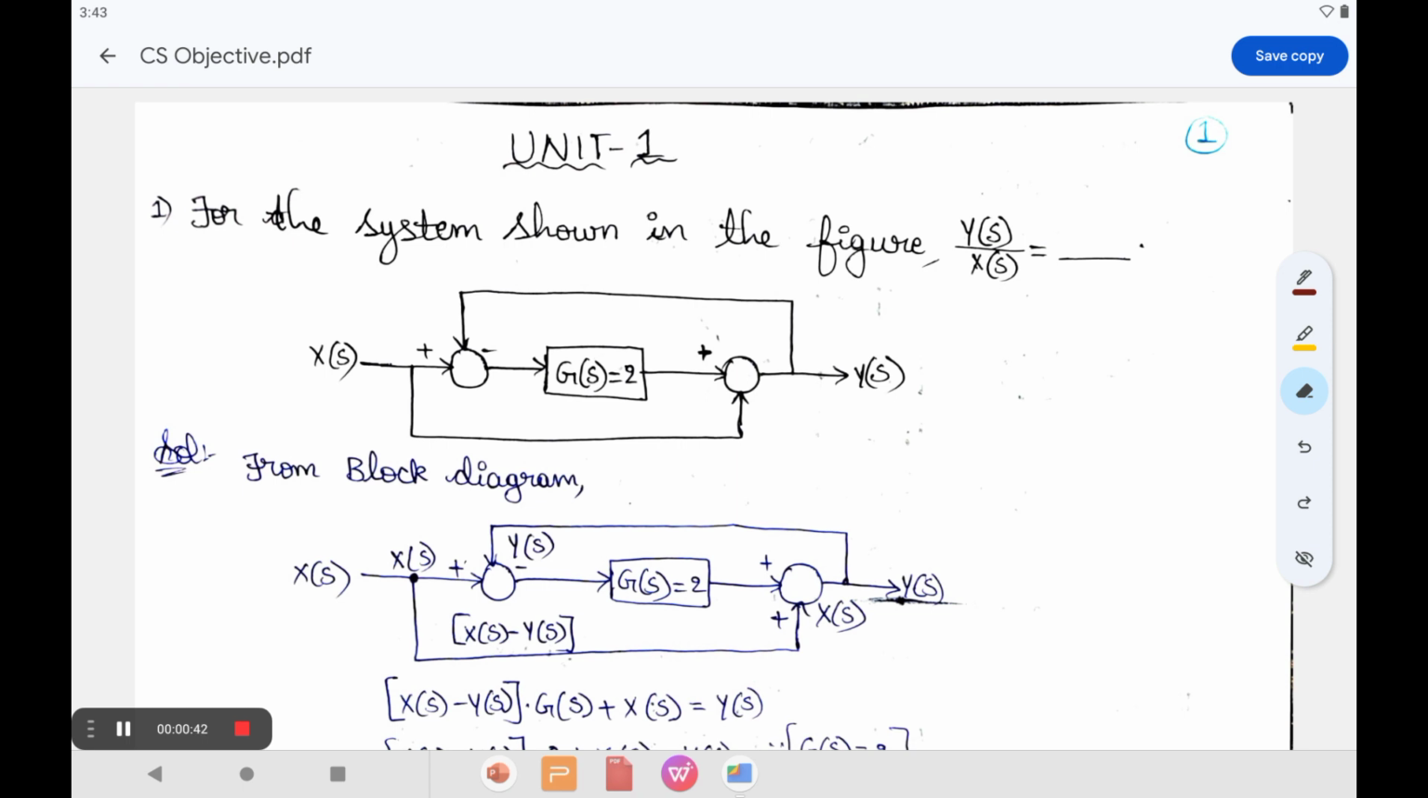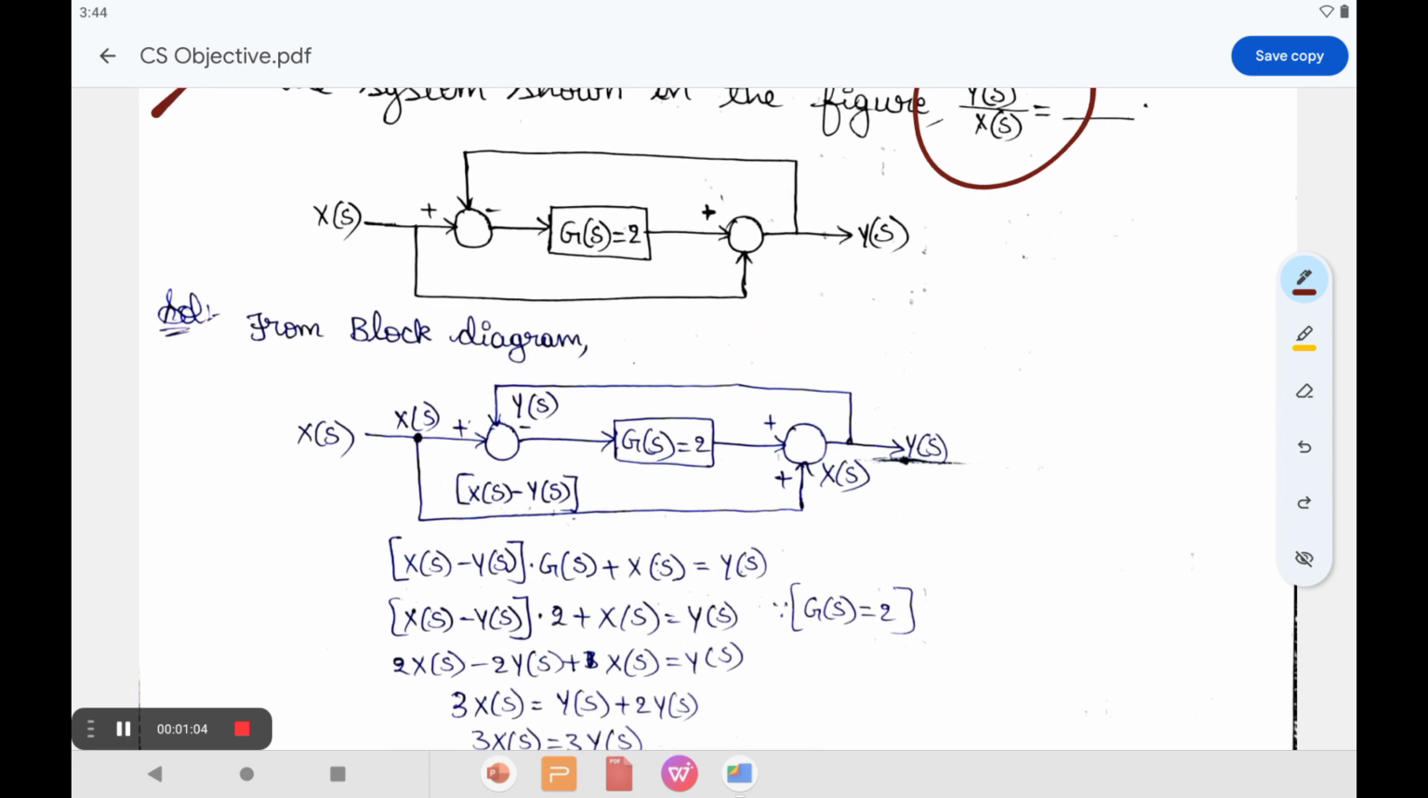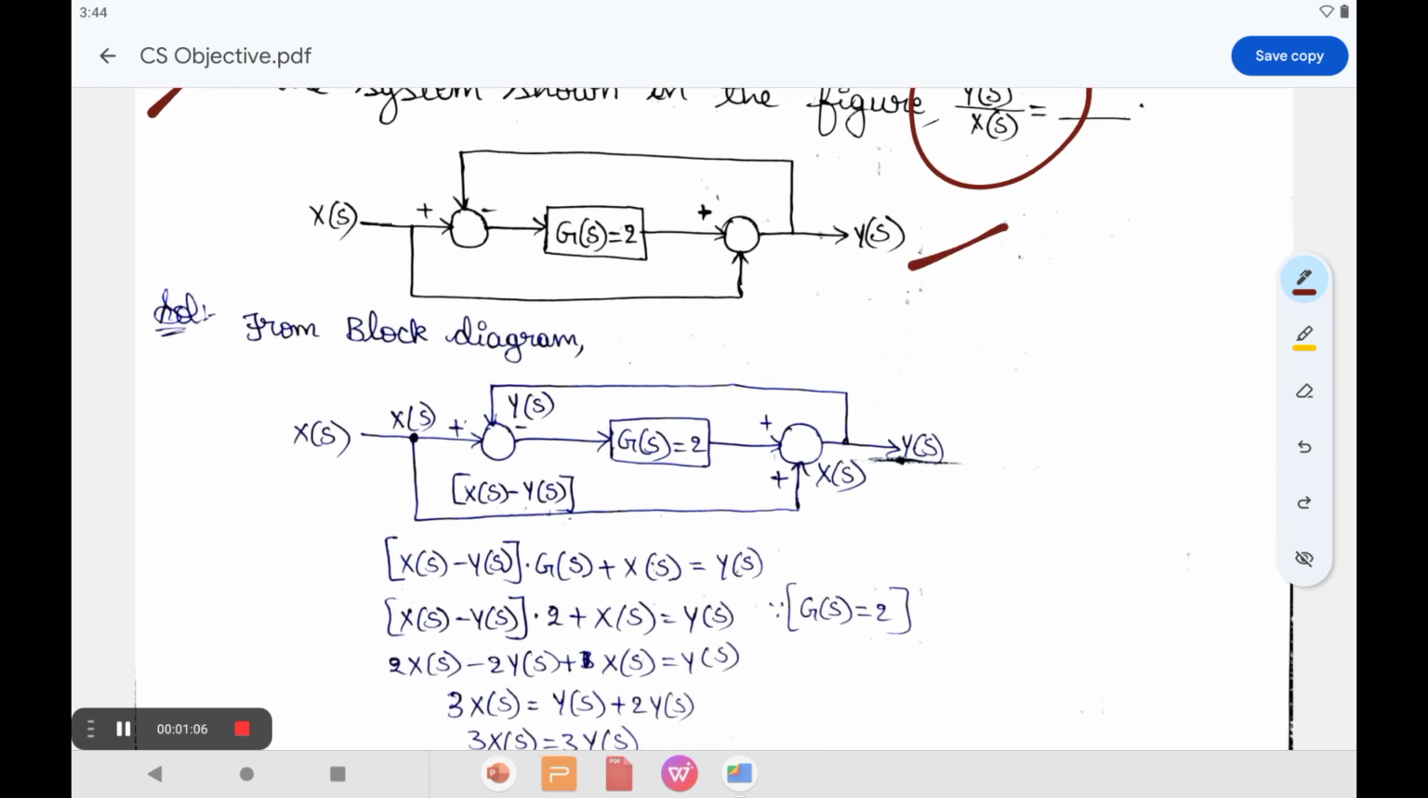Okay, so let us move on to the topic. So this is the first question from this point of view. The first question is: for the given block diagram, find the transfer function. So for this block diagram we have to identify the transfer function. Obviously, from the given information we will have some clarity.